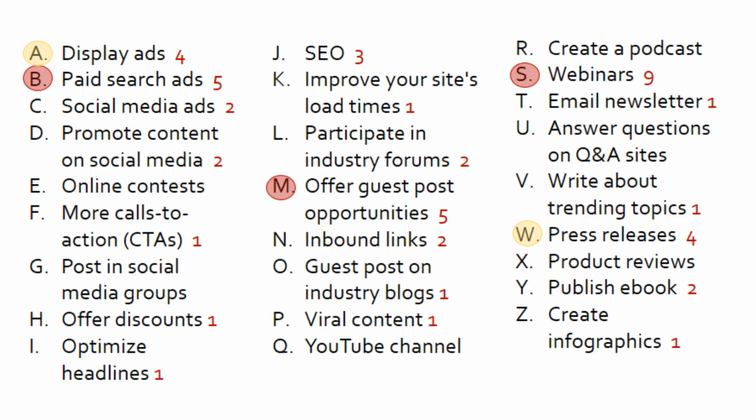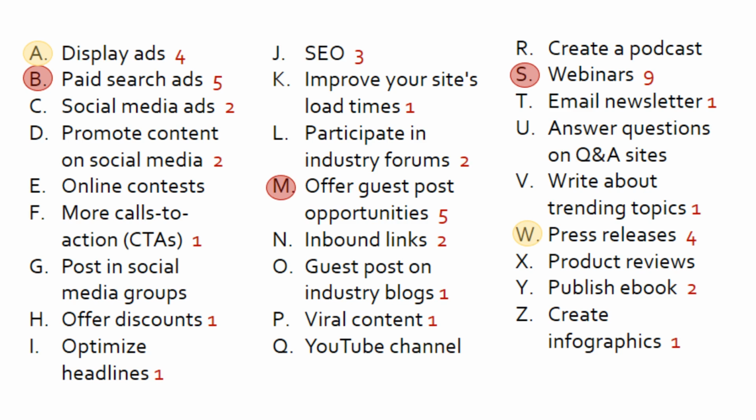I've highlighted the 3 that got the most votes in red. So we've got paid search ads were 5, offer guest post opportunities at 5, and doing more webinars got 9 votes. I would say those 3 were sticking out pretty high, although there were 2 more right behind it with 4 votes, the display ads and W, which was doing more press releases.